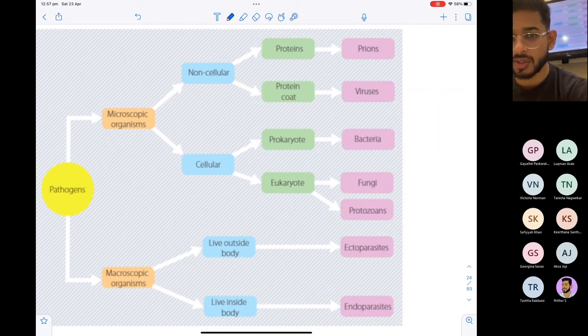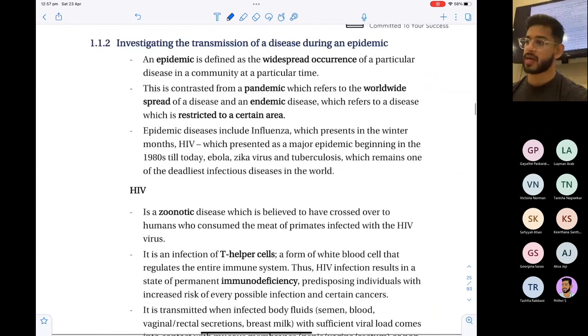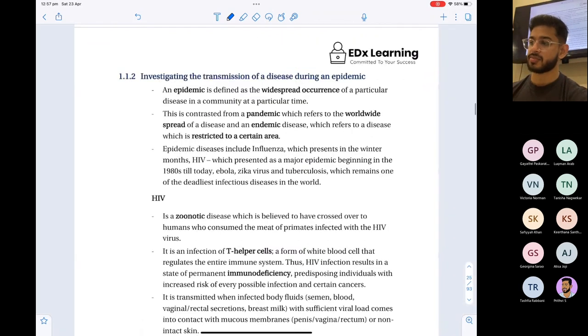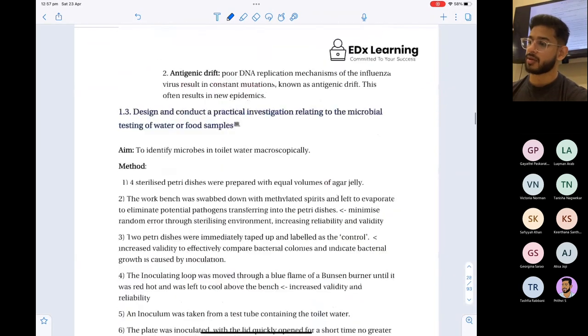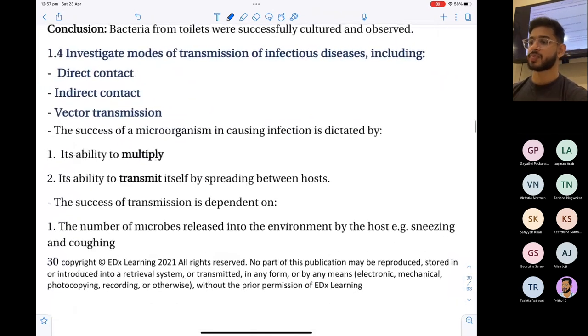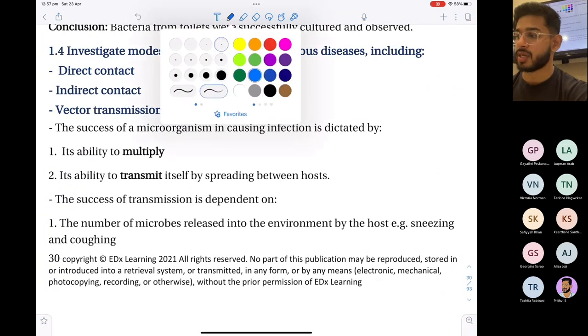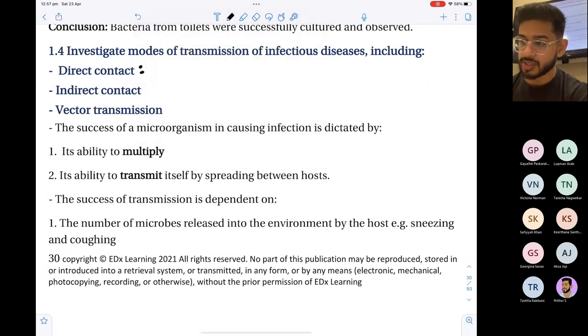No questions at all? Okay, good. I think that's going to take us to our next question, which is transmission. Before we go through that, we briefly spoke about direct, indirect, and vector transmission. Who wants to define it for me again? What is direct transmission? What's indirect?